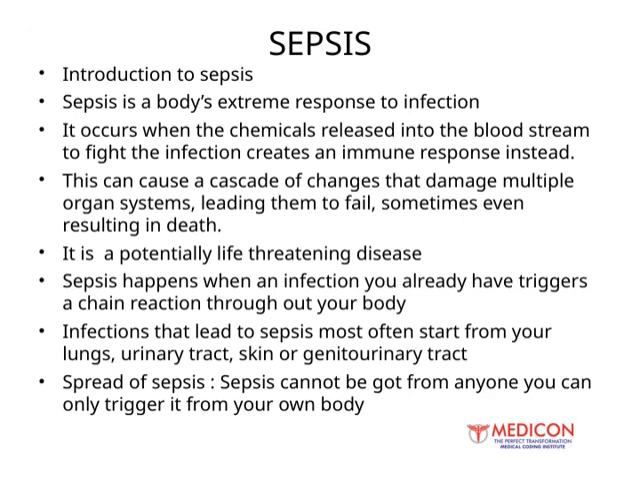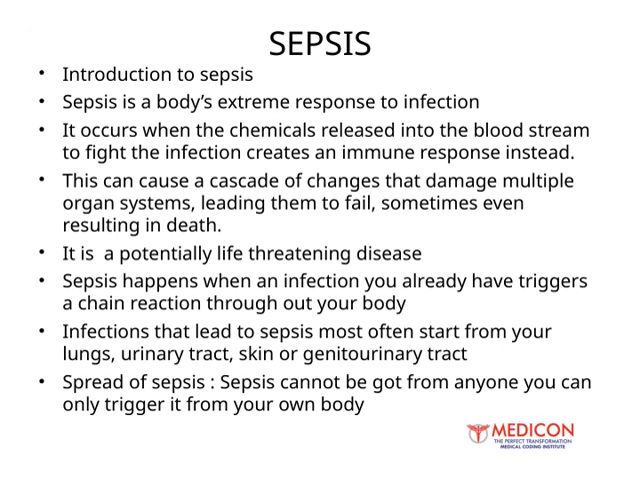Today, I want to introduce you to sepsis, a serious and potentially life-threatening condition. Sepsis is essentially the body's extreme response to an infection. Normally, when our body fights an infection, it releases chemicals into the bloodstream to help combat it. But in the case of sepsis, these chemicals instead trigger an immune response that goes into overdrive. This overreaction can cause a cascade of changes throughout the body, damaging multiple organ systems. Sometimes, this can lead to organ failure or even death.